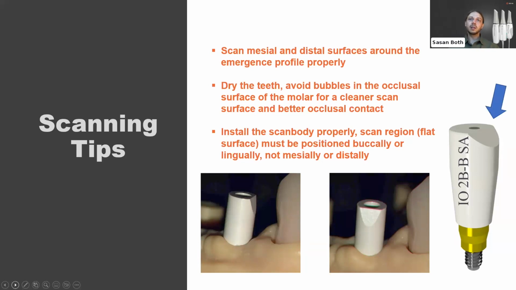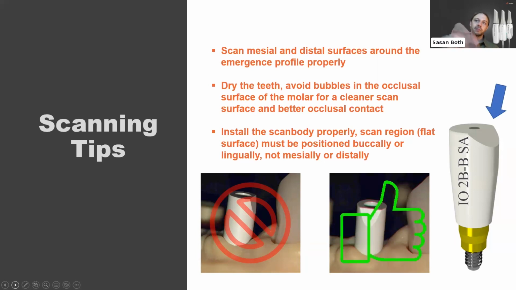And the scan body installation is also quite important. You usually want the surface that's the primary recognition point for the scanner and the software to be either on the lingual or on the buccal. You don't want to have that flat surface on the mesial or distal.